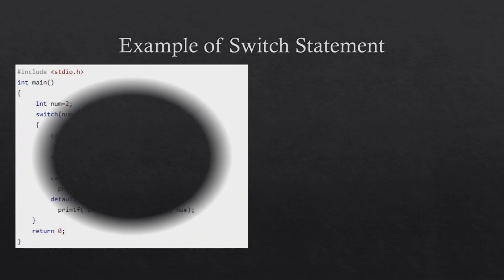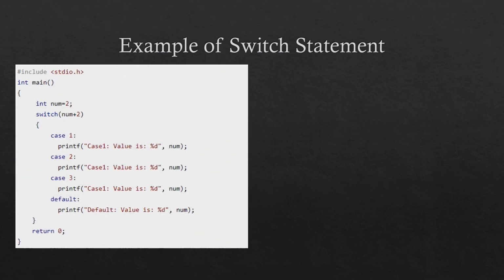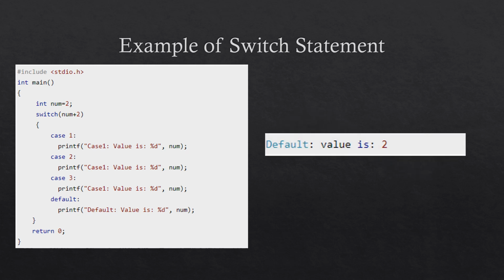Now let's see an example of switch statement. In this code, we see that the switch statement has three cases and a default. Whichever statement is true, the output will come accordingly. So int num is equal to 2. We can see that the default value is 2.